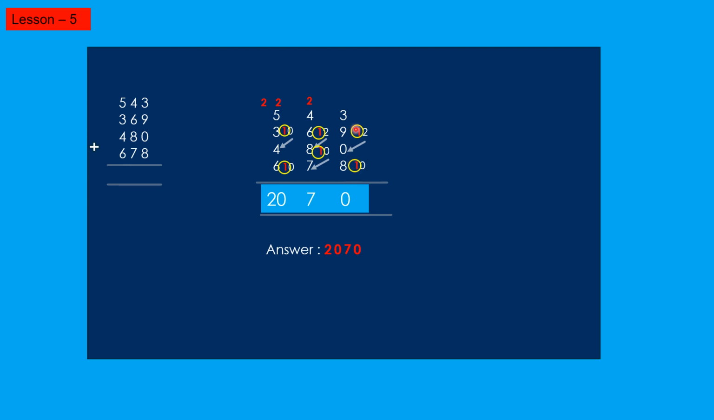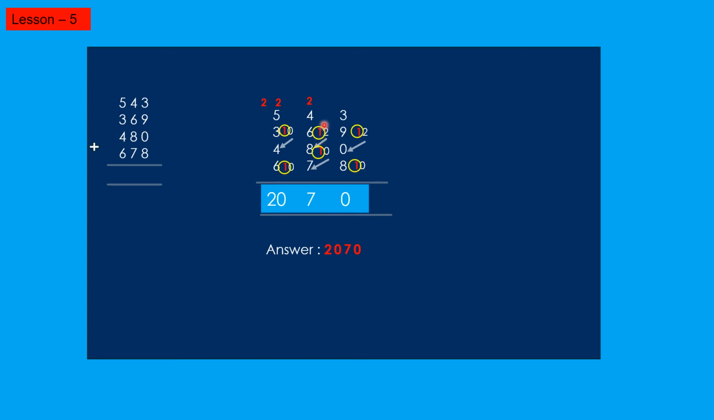So here two numbers are circled, 1 plus 1, 2. Then you write 2 in the next column here on the top of number 4. And then you start adding from the topmost number. 2 plus 4 is 6. 6 plus 6 is 12.